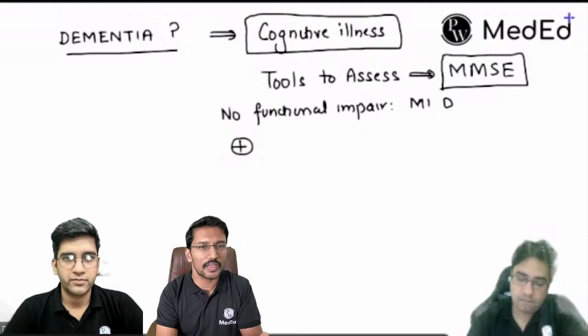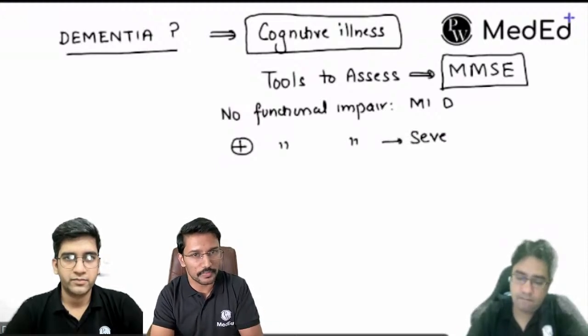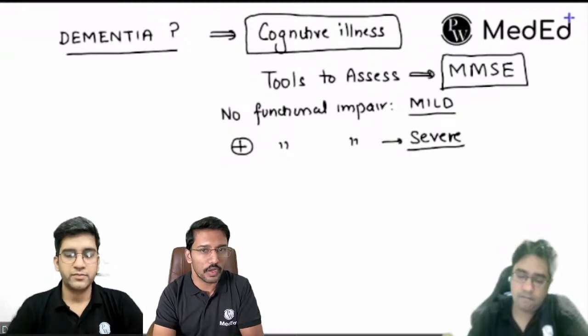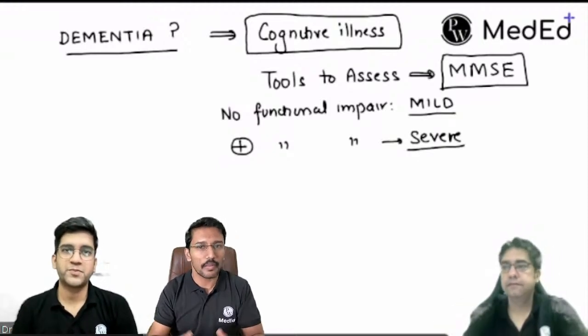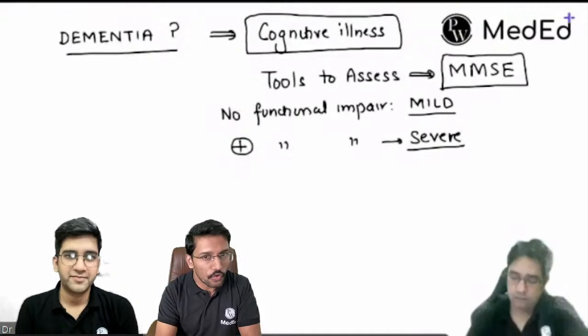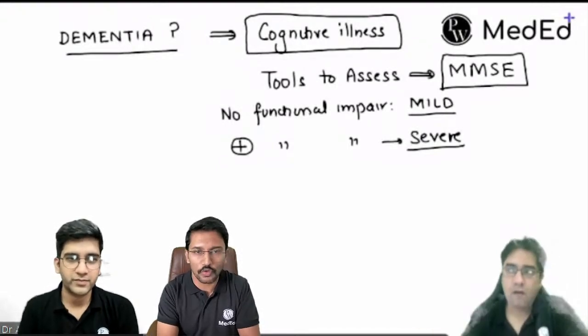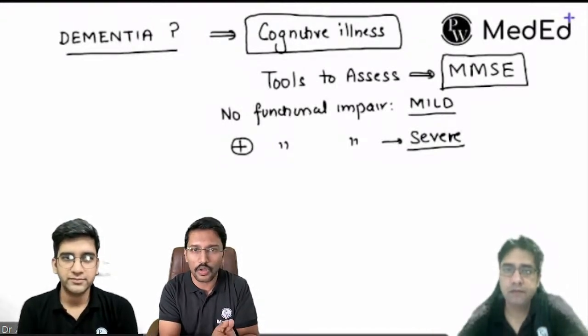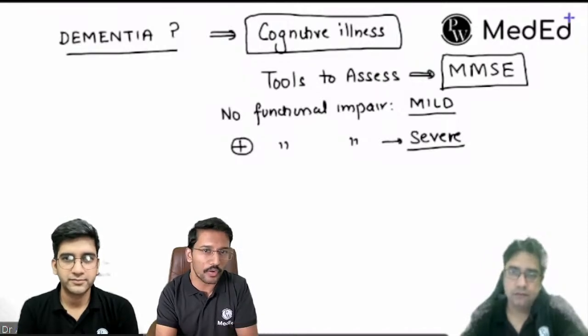Now, when I say dementia, is it only about Alzheimer's disease, or are there other causes for dementia? The most important thing we have to note here is that dementia can be reversible. It is not always irreversible. There are plenty of causes of dementia which are treatable or reversible. And this is again an important MCQ area. What are the reversible causes for dementia, right?